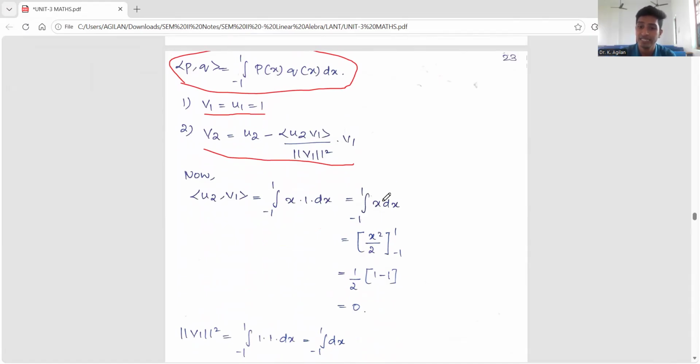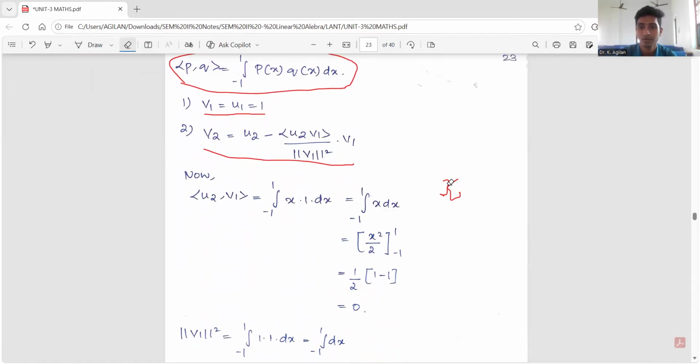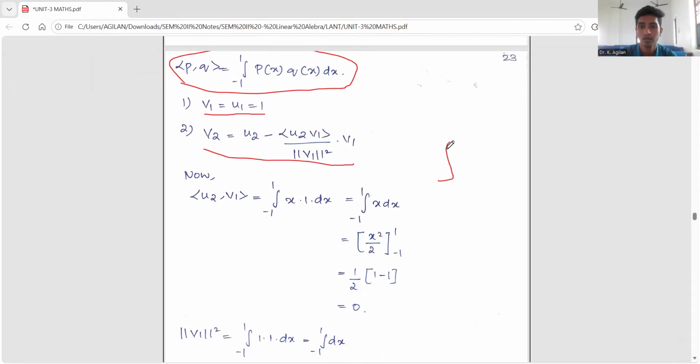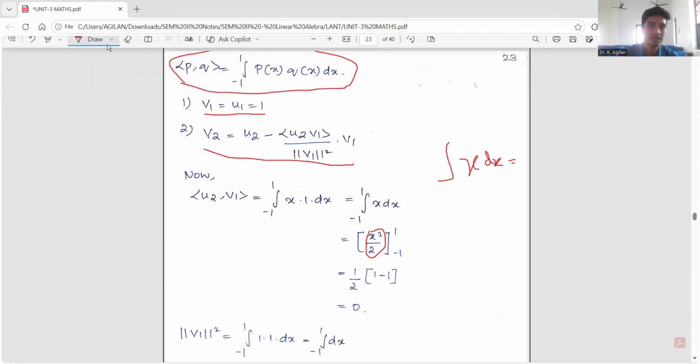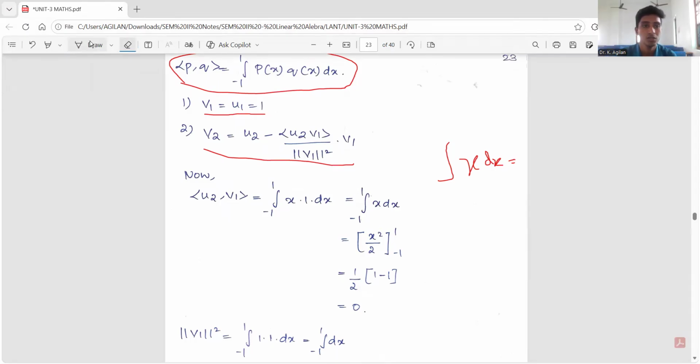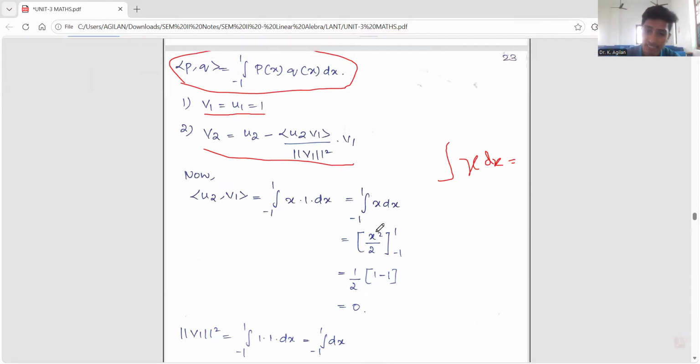So the integration of x is nothing but x squared by 2, right? The integration of x dx equals this term, x squared by 2. Okay, fine. So the integration of x dx is nothing but x squared by 2.